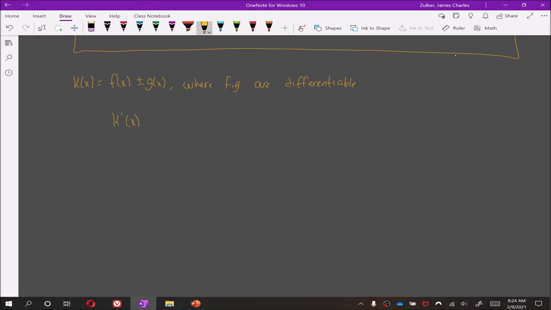All right, so k prime of x is the limit as h goes to 0 of k of x plus h minus k of x all over h. Again, this is just from the definition of the sum or difference of functions that was studied in pre-calculus.